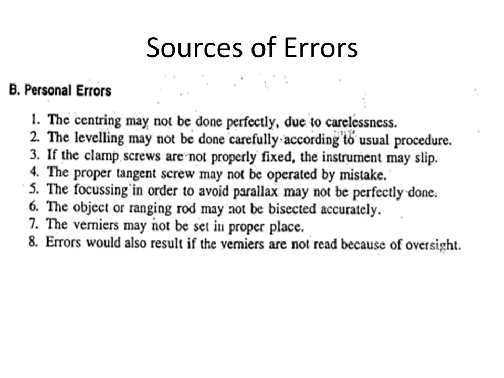Other personal error is the focusing in order to avoid parallax may not be perfectly done. Then next is the object or ranging rod may not be bisected accurately. Similarly, the verniers may not be set in proper place. It can be a personal error. Similarly, errors would also result if the verniers are not read because of oversight.